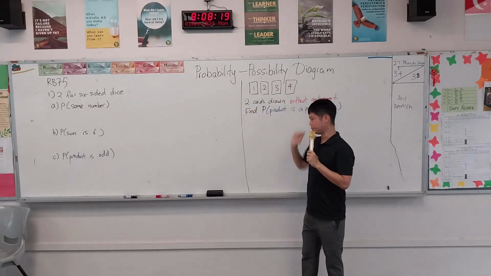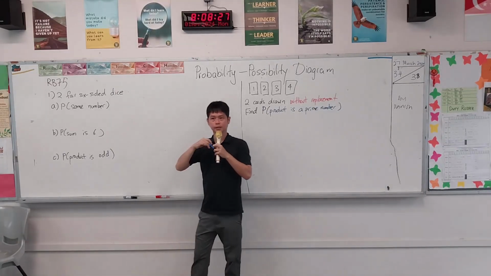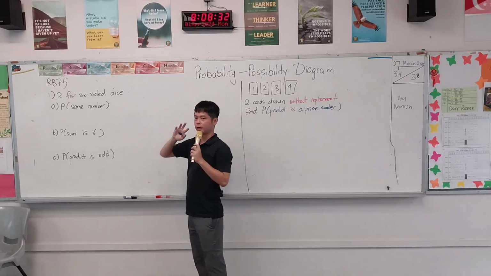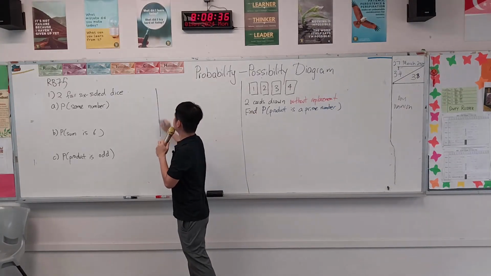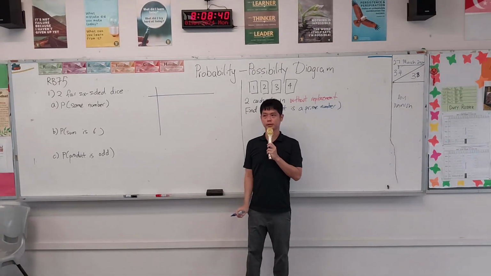Probability is the topic. The diagram is a possibility diagram. So I've got two fair six-sided dice. How many sides are there? 6. So there are two ways to write down the sample space. The first is using a possibility diagram like this.